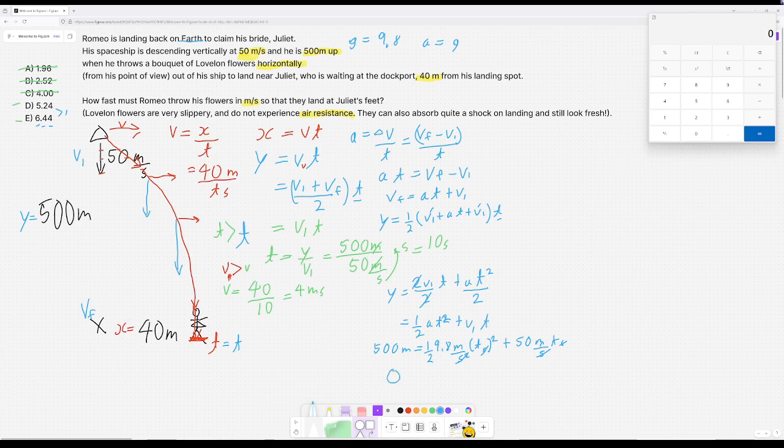And let's just work out what it's going to be. So let's say we have 0 equals, we have 9 divided by 2, which is 4.9, t squared plus 50 t, and this becomes, across the other side, minus 500.